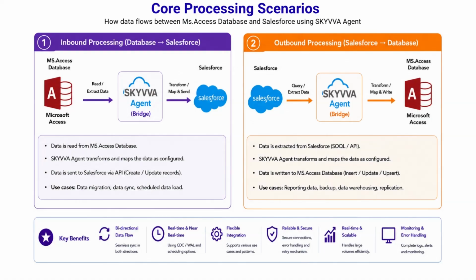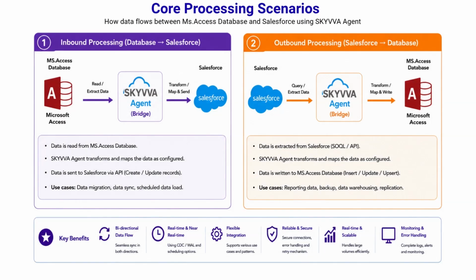After retrieving the data, the SKYVVA agent performs the configured mapping and transformation, converting Salesforce fields into the corresponding Microsoft Access database fields. During this process, the agent applies any configured business rules, validates the data, and prepares it for writing to the Microsoft Access database.